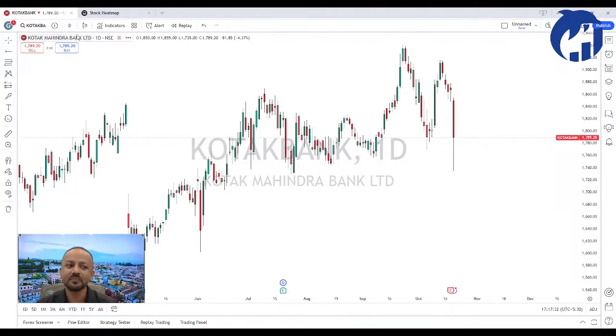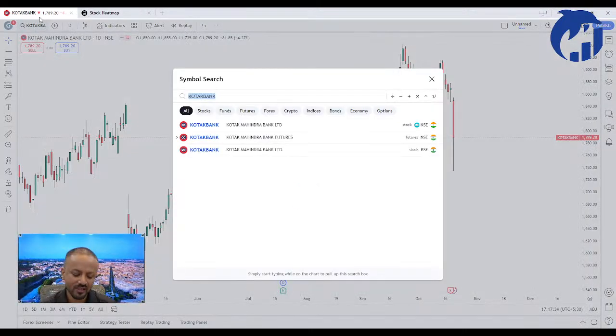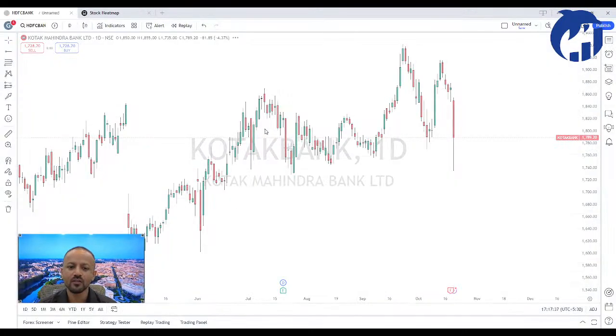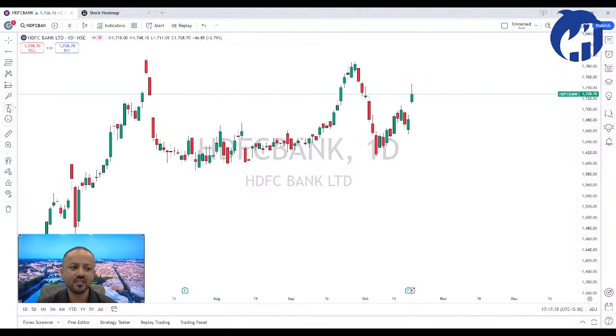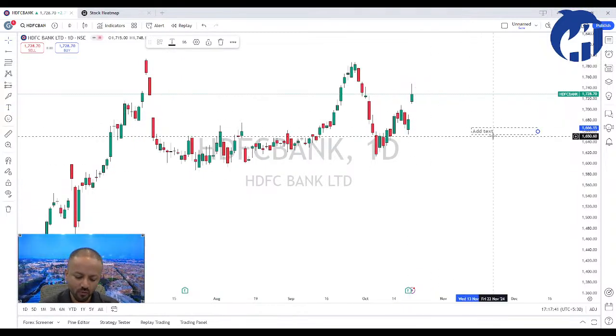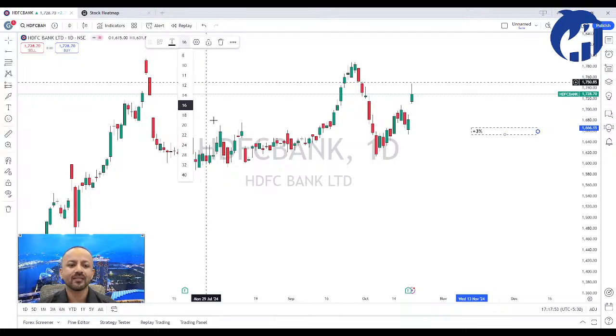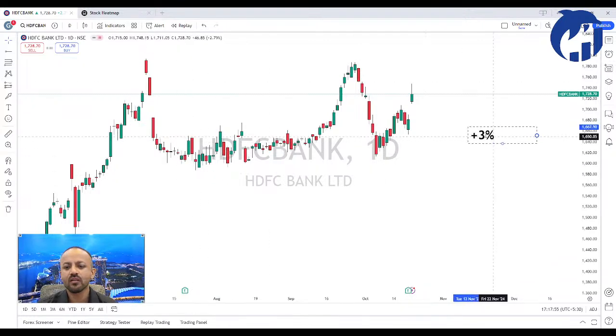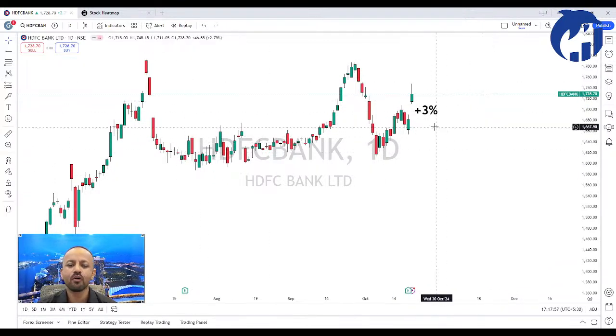So on one hand, you had HDFC, correct? Let us go quickly to the chart of HDFC. It had an appreciation of almost positive 3%. Yes, positive 3%. Price has rallied positive 3%.